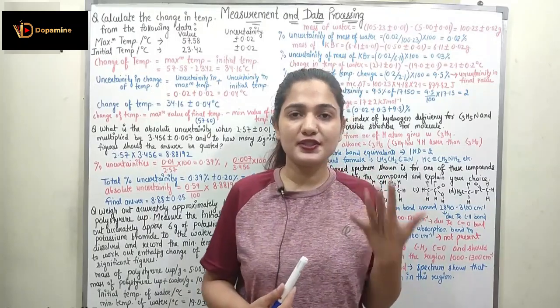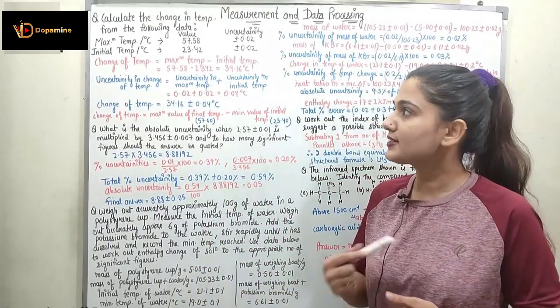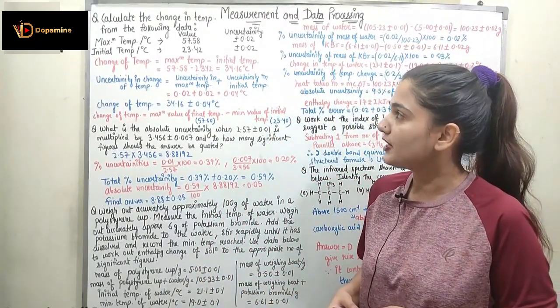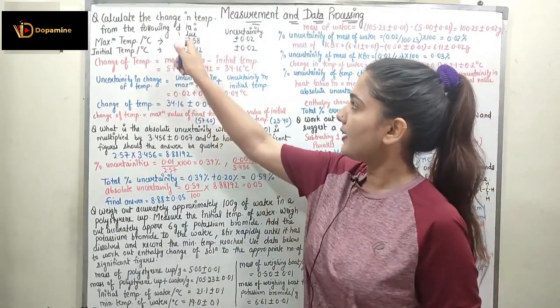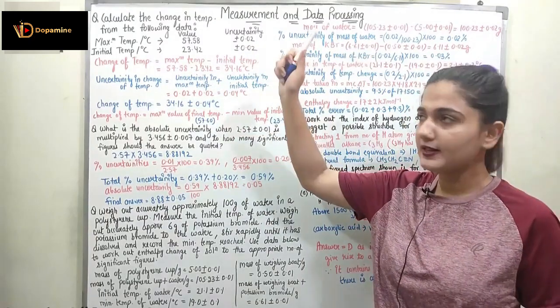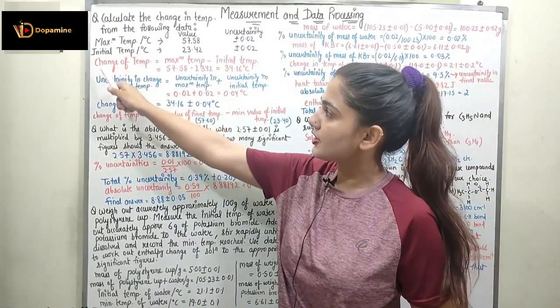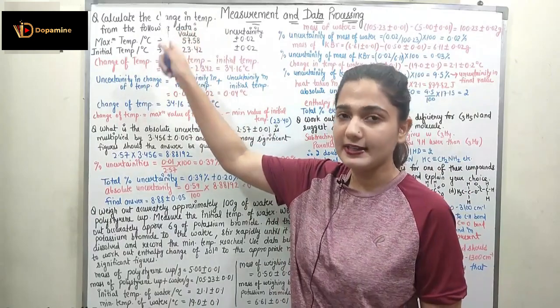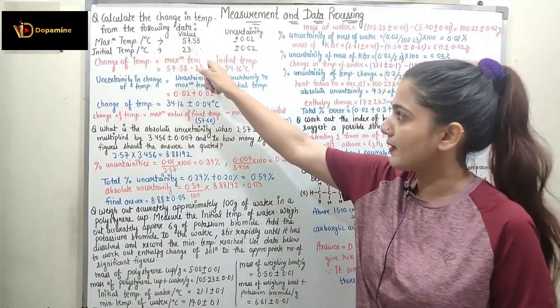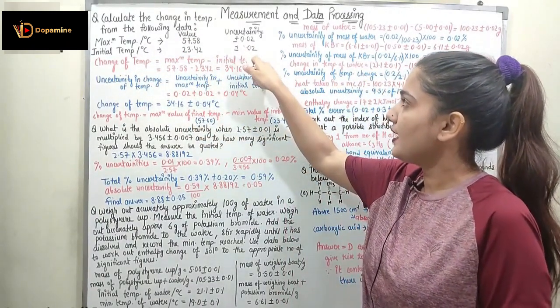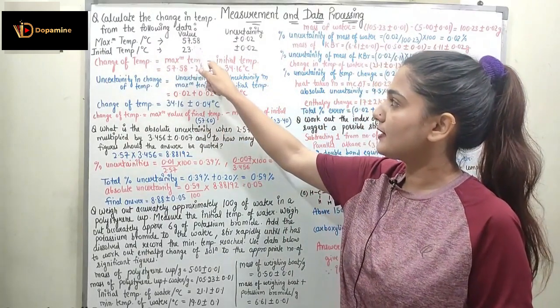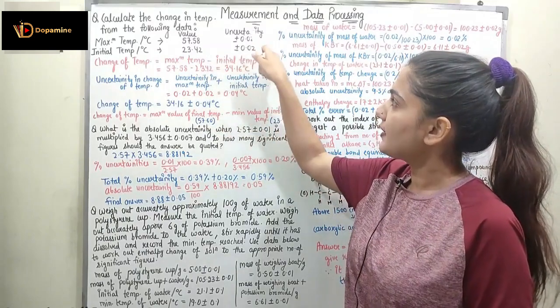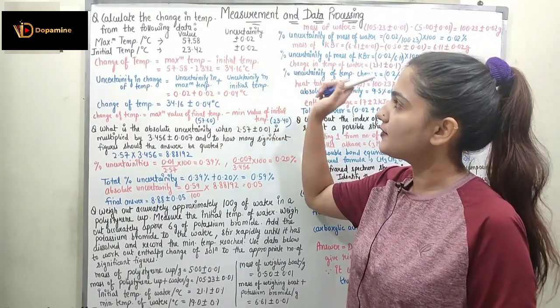Today we have moved to the next unit, which is measurement and data processing. So we are going to start our discussion with the question which states: calculate the change in temperature from the following data. The value of the data is given and the uncertainty is given. Maximum temperature and initial temperature are given in degrees Celsius. The maximum temperature's value is 57.58, uncertainty is plus minus 0.02. Initial temperature is 23.42 and the uncertainty is plus minus 0.02.